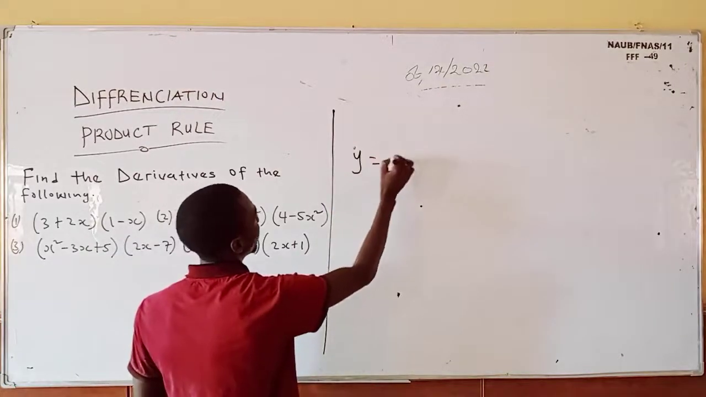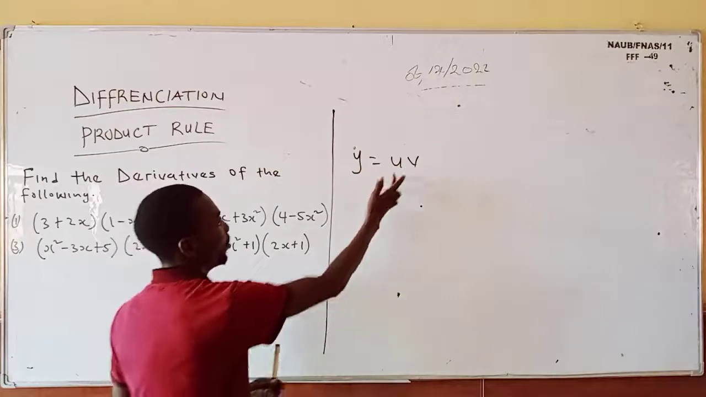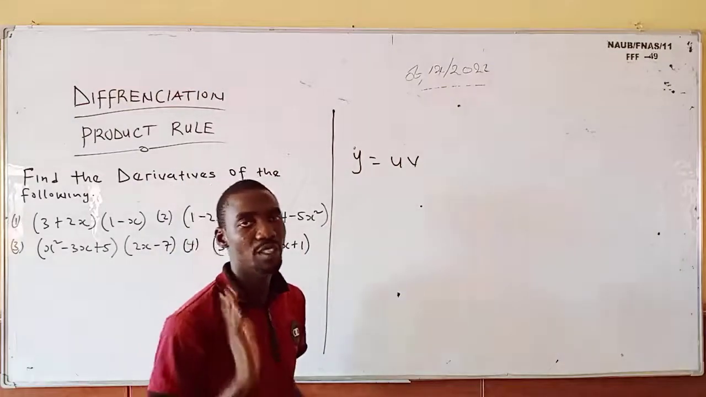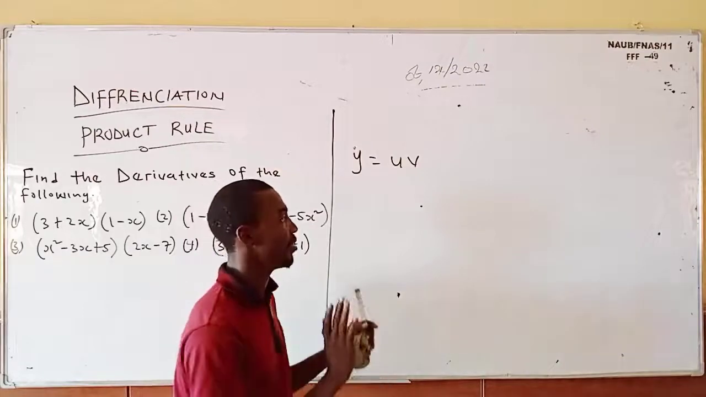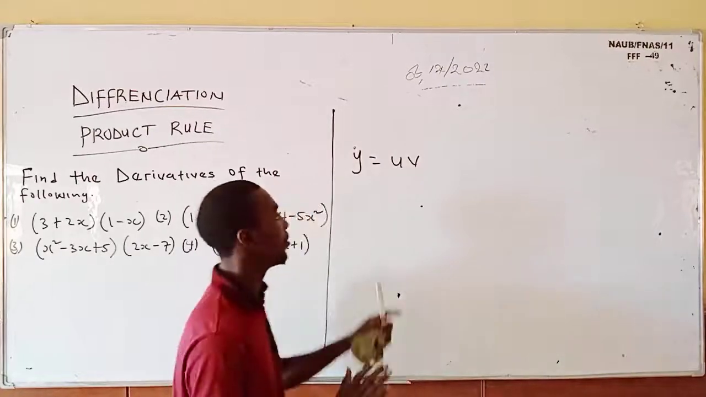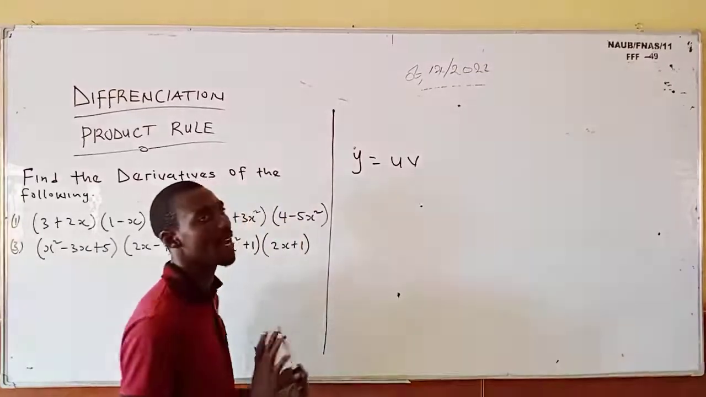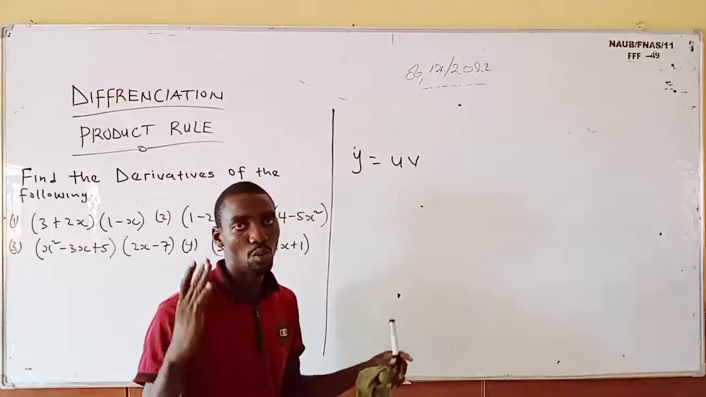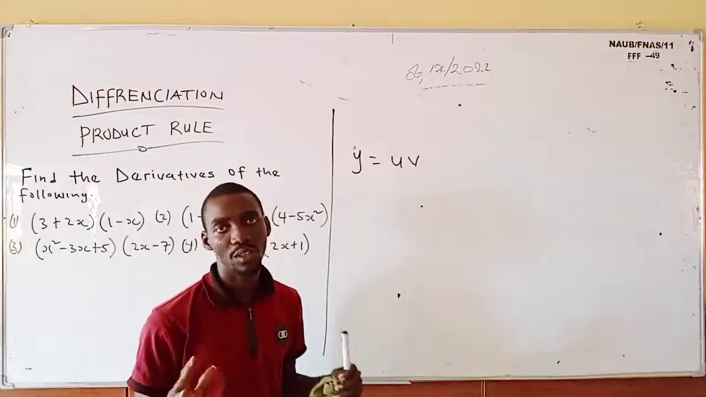Y equals UV. If Y equals UV, product rule. I've already proved this. I've proved the chain rule, how we arrive at the formula for the chain rule. I also proved how to arrive at the formula for the product rule. So I encourage us to watch the proof, for that, they can ask you in your exam.